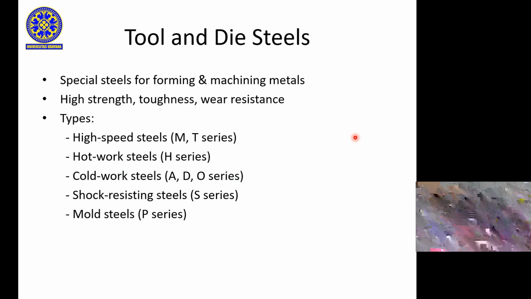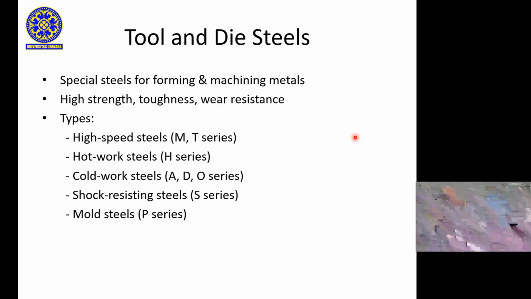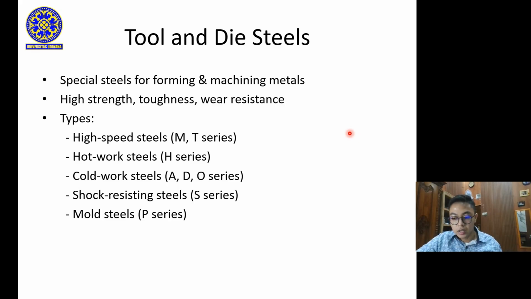Tool and die steels are essential in shaping and machining materials. They must have wear resistance, impact resistance, and high temperature resistance. High-speed steels maintain hardness even at elevated temperatures and are used for cutting tools. The hot work steels are for forging and extrusion. The cold work steels are for stamping and shearing at room temperature.